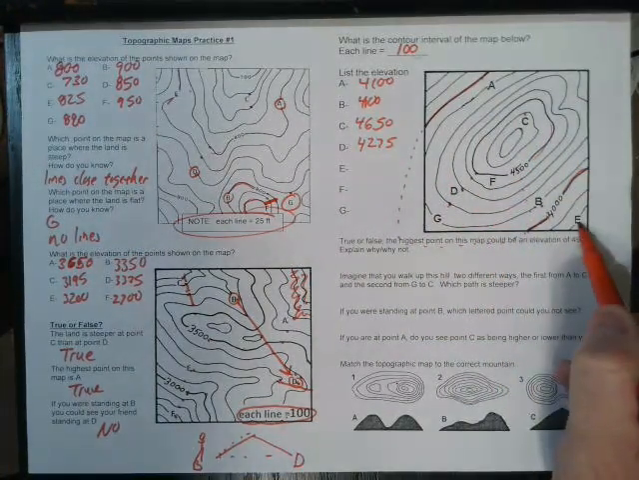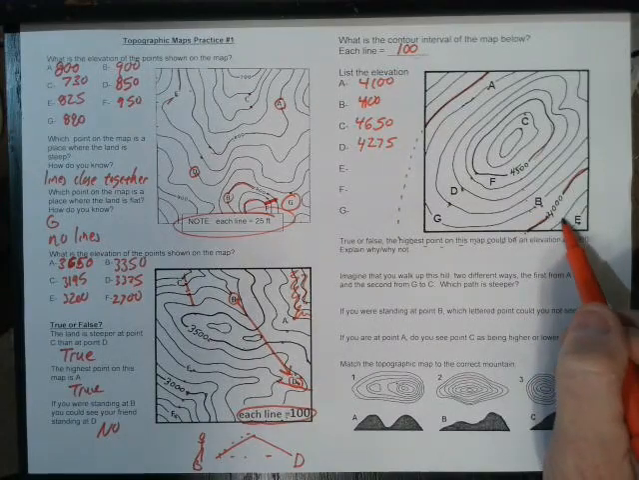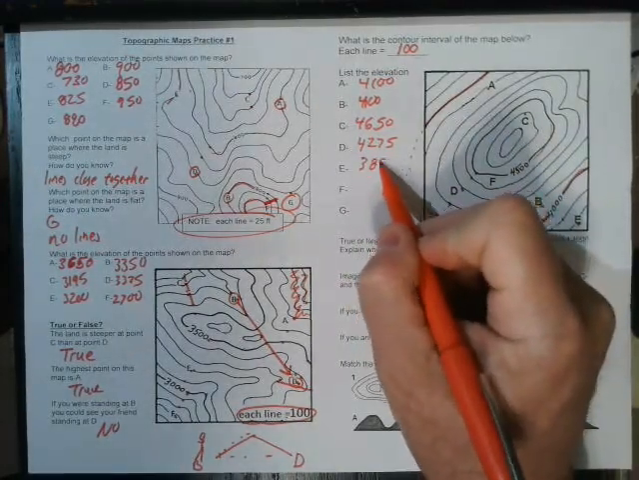For E, he's over here. If that's 4,000, it's 3,900, must be 3,800.